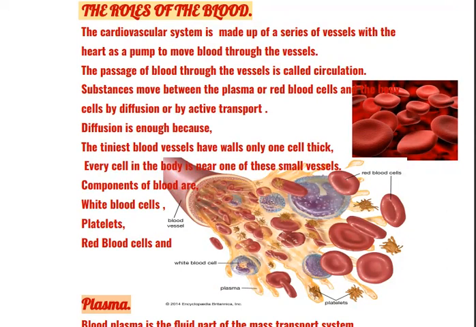Substances move between the plasma, or red blood cells, and the body cells by diffusion or by active transport. Diffusion is enough because the tiniest blood vessels have walls only 1 cell thick. Every cell in the body is near one of these small vessels.